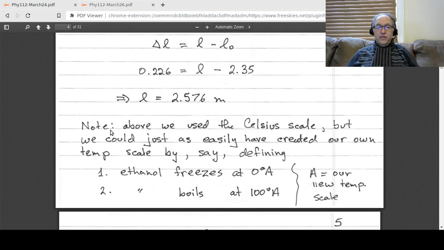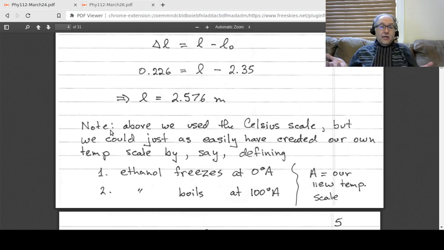In the Celsius scale, water freezes at 0 degrees Celsius. Room temperature is 20 degrees Celsius. Water boils at 100 degrees Celsius. A hot day is 30 degrees Celsius. A super hot day, bordering on desert, would be maybe 40 degrees Celsius, something like that. But if we had never seen any temperature scale before, I could have just as well said, you know what, I'm going to make this new temperature scale.